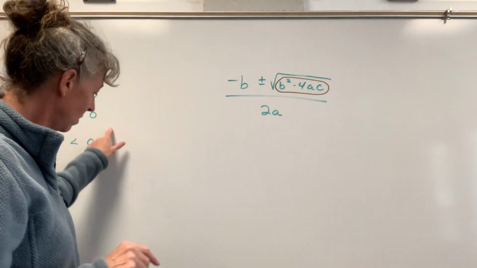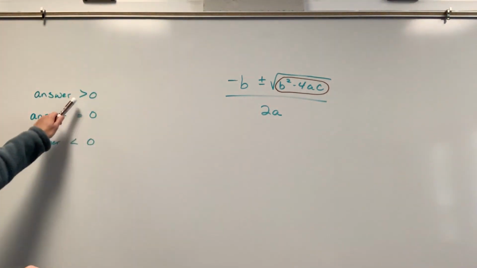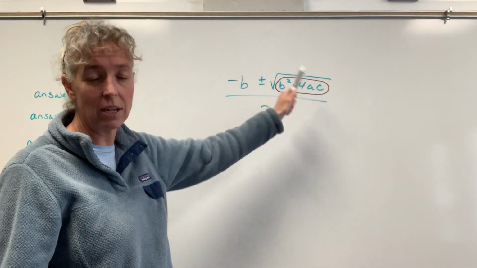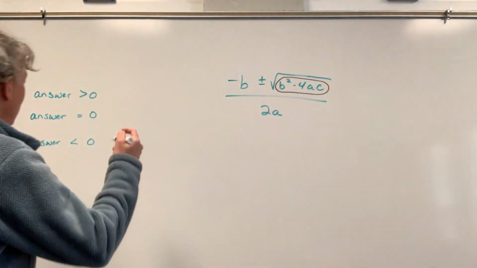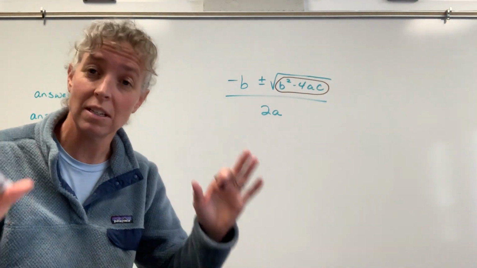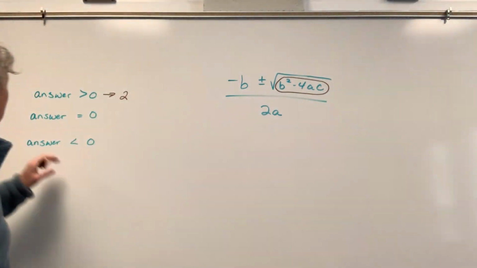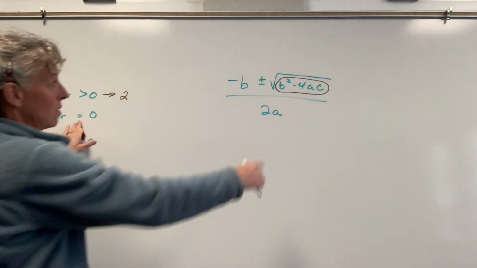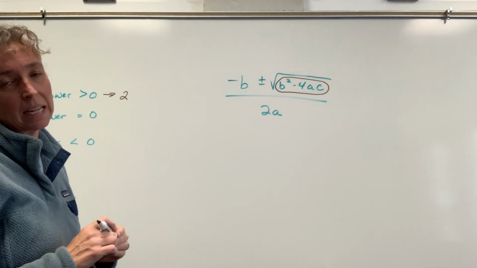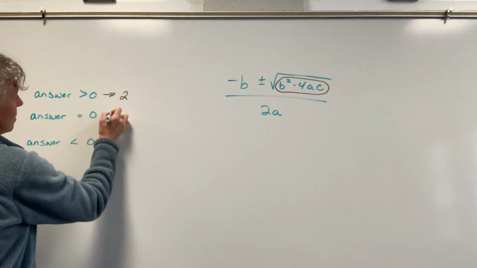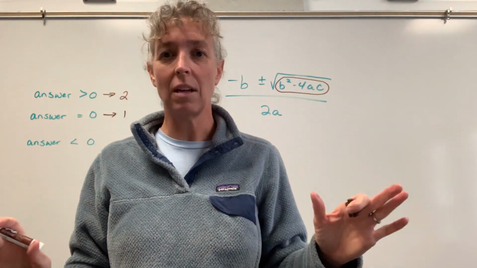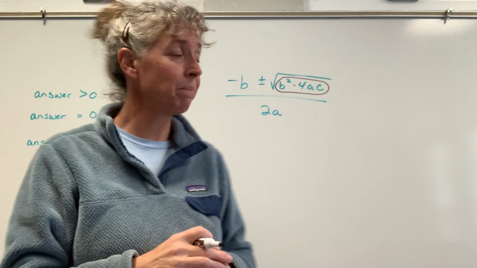I have some written over here. If the answer I get when I do this is bigger than 0, I'm going to have 2 solutions. You don't have to tell me what they are. You just need to tell me that there's going to be 2 of them. If I plug it in and my answer, when I do the discriminant, is 0, just the number 0, you're going to have 1 solution. Again, you're not telling me what that answer actually is. You're just telling me there's going to be 1 answer to this problem.